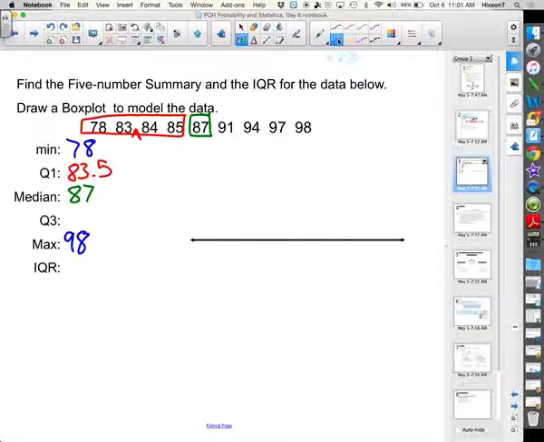So when I go to find Q3, 95.5. There we go. We're not going to use the 87 to find Q3 either. Alright? We're just going to look at those 4 pieces of data. The median is halfway between 94 and 97, so that is 95.5. Okay?